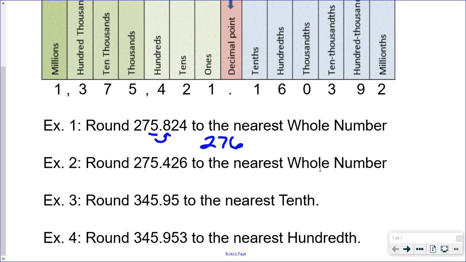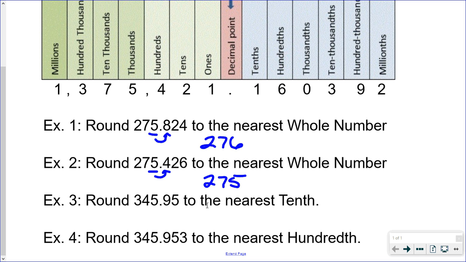The next one says round to the nearest whole number. I did mean to do that. I thought I made a mistake. So again, 5 is in the ones place. We want to get rid of everything after the decimal. There's a 4 here. So 4 or less, we keep the 5. So this one would round to 275.